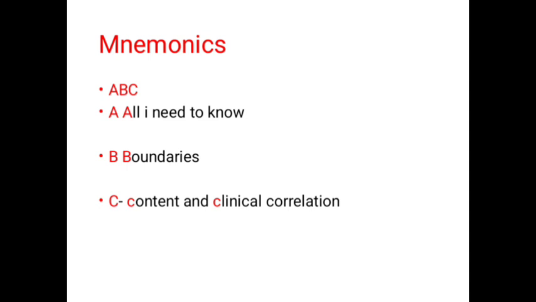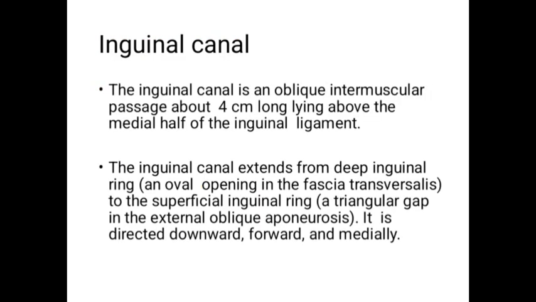Now, this mnemonic is ABC, all I need to know: boundaries, content, and clinical correlation. For the inguinal canal, all you need to know is that it is an oblique intermuscular passage about 4 cm long, lying above the medial half of the inguinal ligament. It extends from the deep inguinal ring to the superficial inguinal ring, and is directed downward, forward, and medially. Knowing the location and that it is an oblique intermuscular passage is enough to fetch you 3 points, as that can form your introduction and definition in the essay asked.